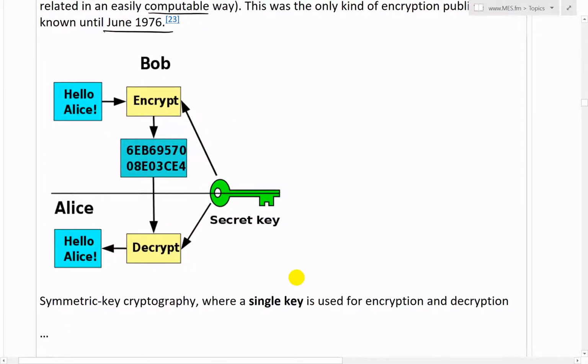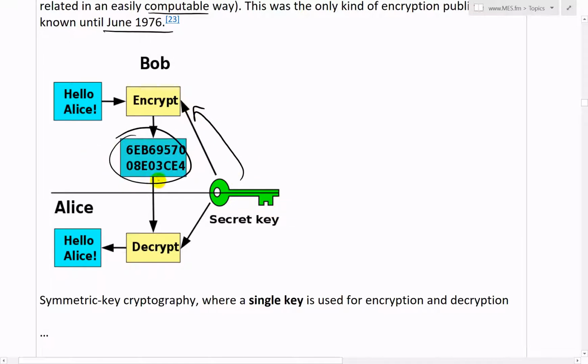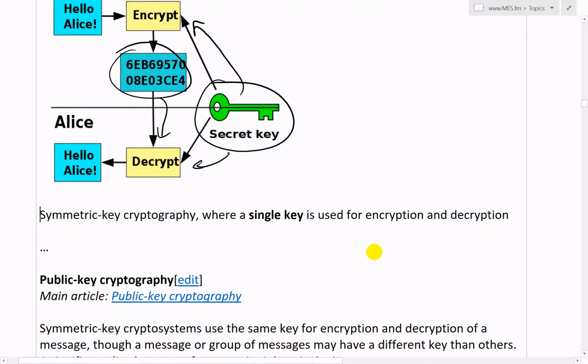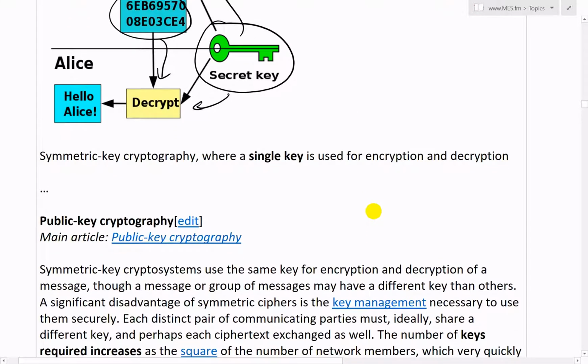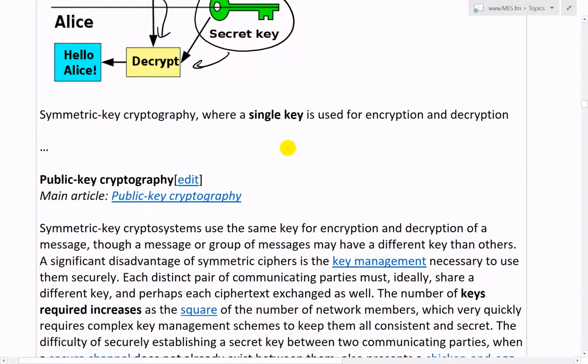So anyways, here is an example. Bob is sending the message, "Hello Alice," wants to encrypt that, puts a secret key here, and then gets some random numbers, gibberish, and he sends it over to Alice, and then Alice has the shared secret key to unlock this, just like a password, just like a bank e-transfer. When you send someone some money by e-transfer, you give them a password, and they put it in. So that's symmetric key cryptography, where a single key is used for encryption and decryption.